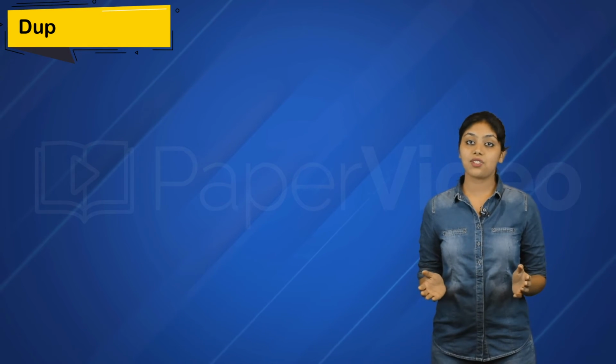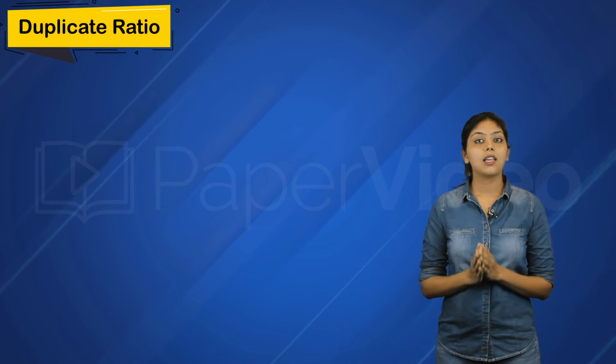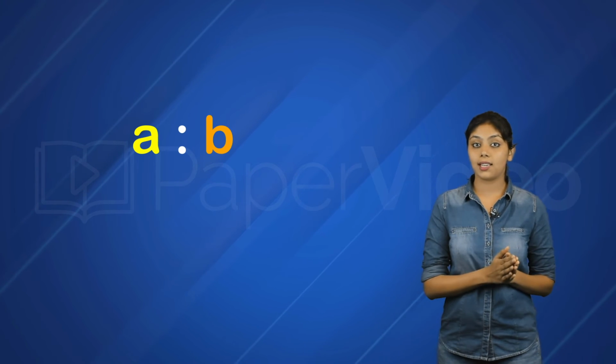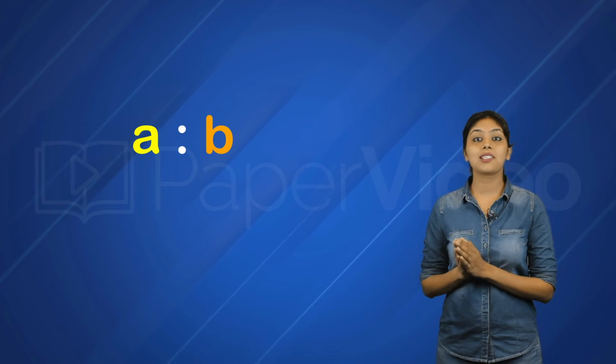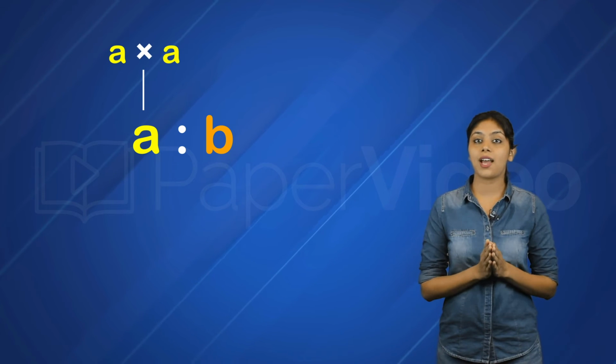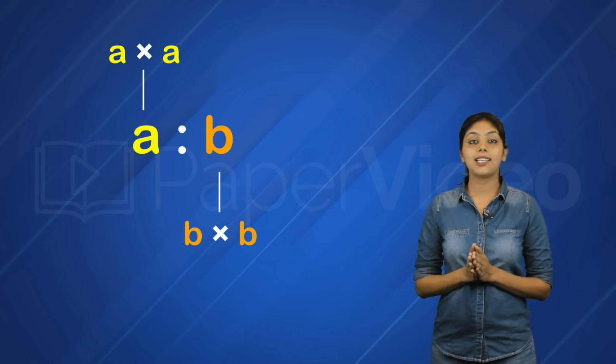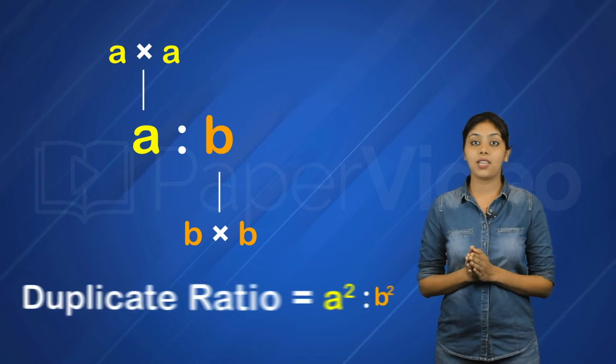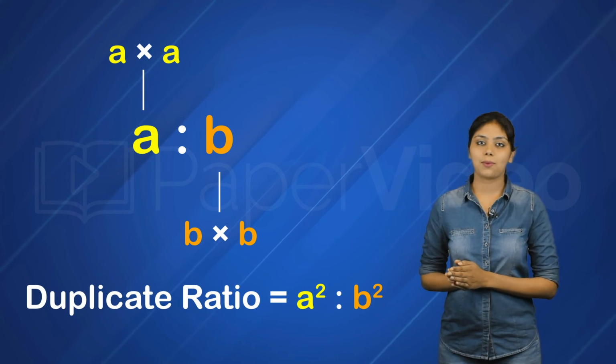The second type of ratio is duplicate ratio. If we have a ratio A is to B, then its duplicate ratio is given as the ratio of the square of the antecedent and consequent. This means that duplicate ratio equals A square is to B square.